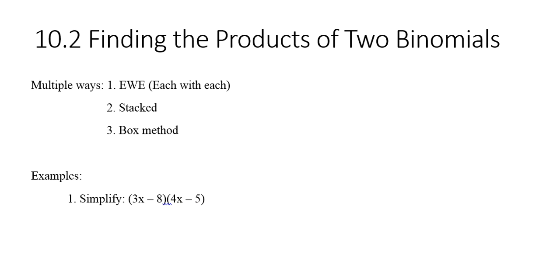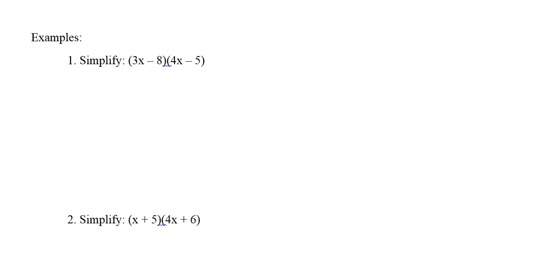So we're going to go ahead and do the each with each first. This is my preferred method. It's the one I do if I'm going to show something for work. And so the idea with each with each is that I'm going to take each term and multiply it with each term of the second parenthesis. So I'm going to take this term here, which is 3x, and multiply it with the 4x and the negative 5. So each term in the second one. And I tend to write them out.